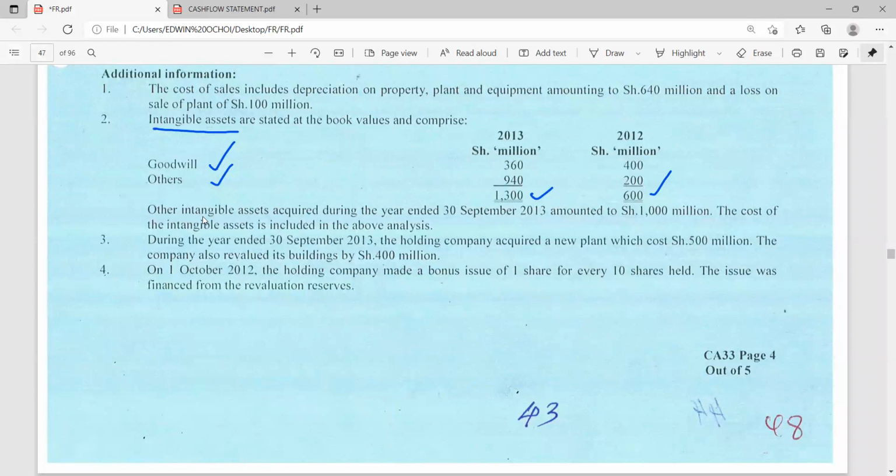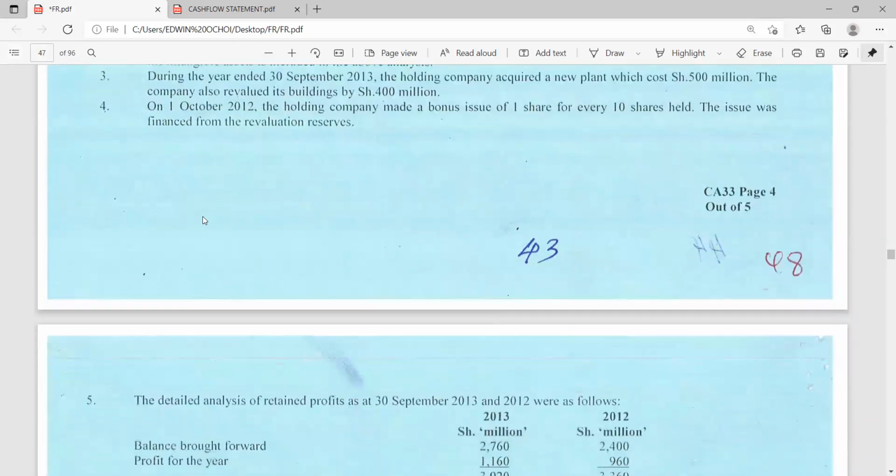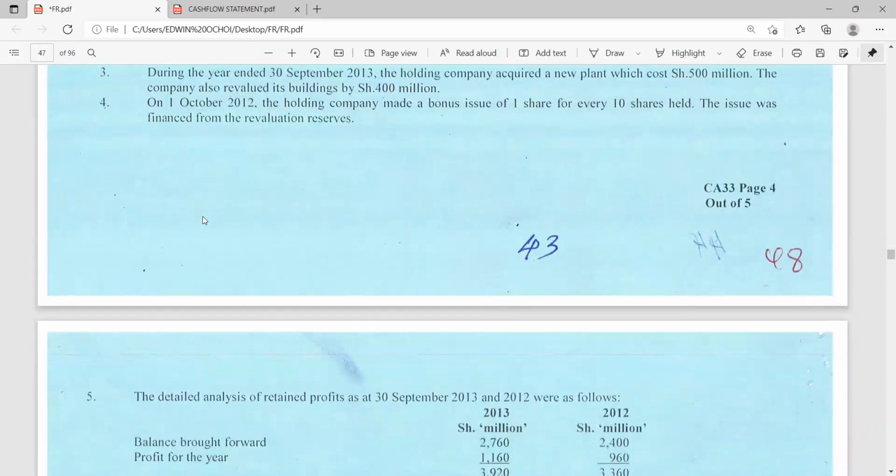Number 3, during the year ended 30th September 2013, the holding company acquired a new plant which cost shillings 500 million. The company also revalued its building by 400. On 1st October 2012, the holding company made a bonus issue of 1 share for every 10 shares held. The issue was financed from the revaluation reserve.